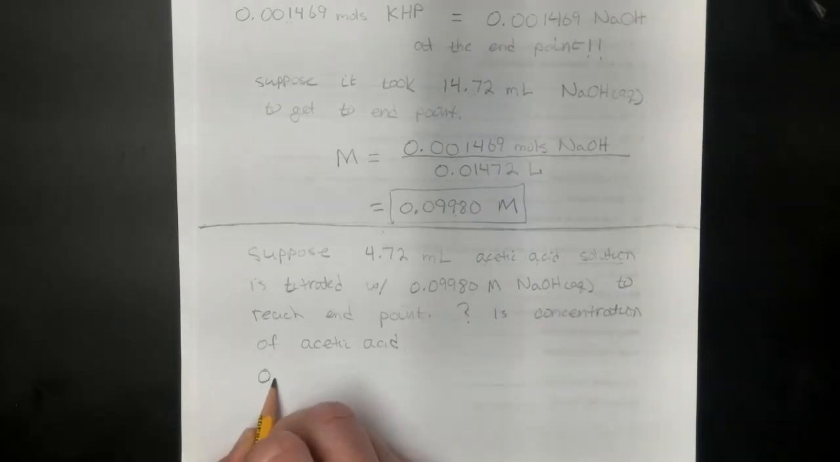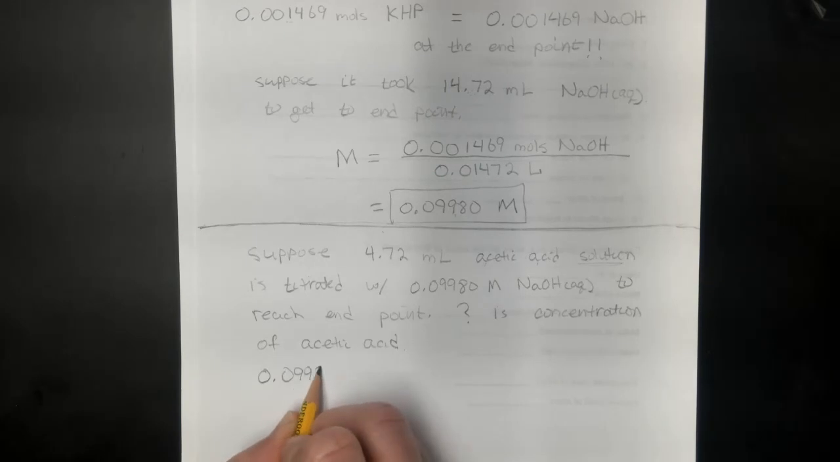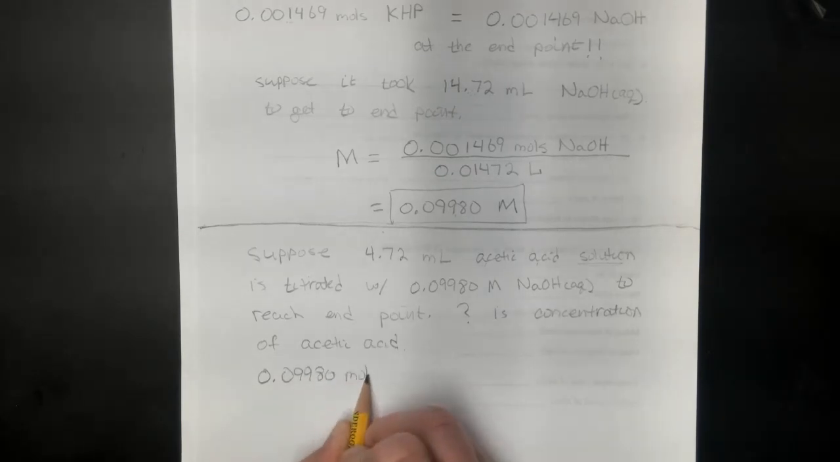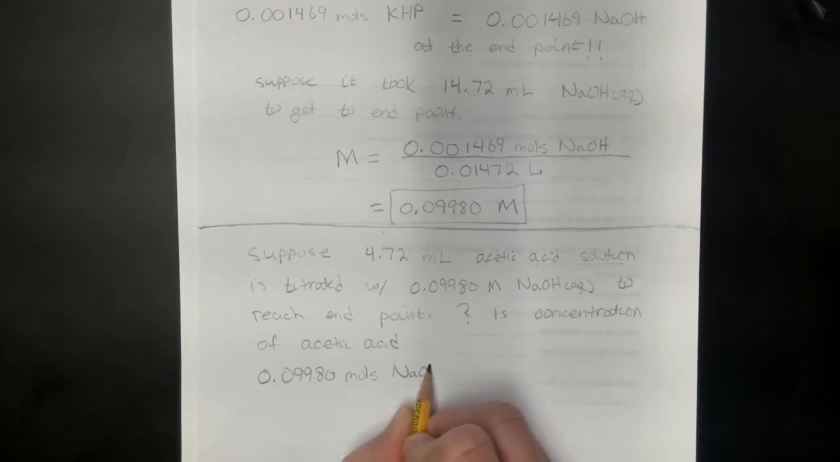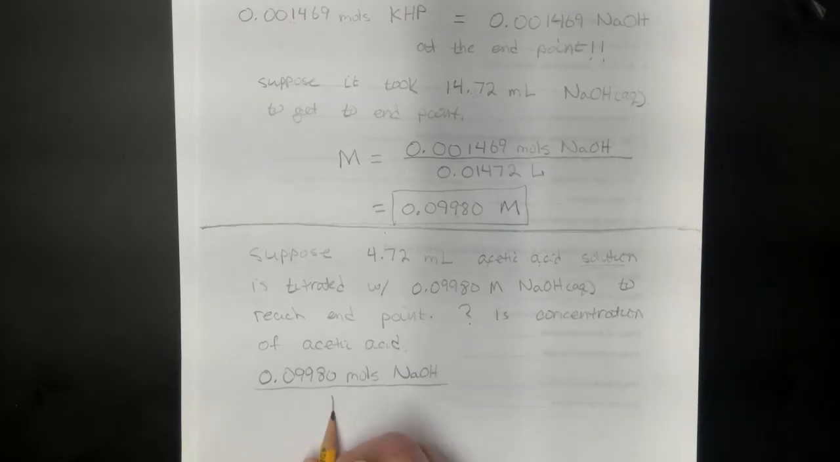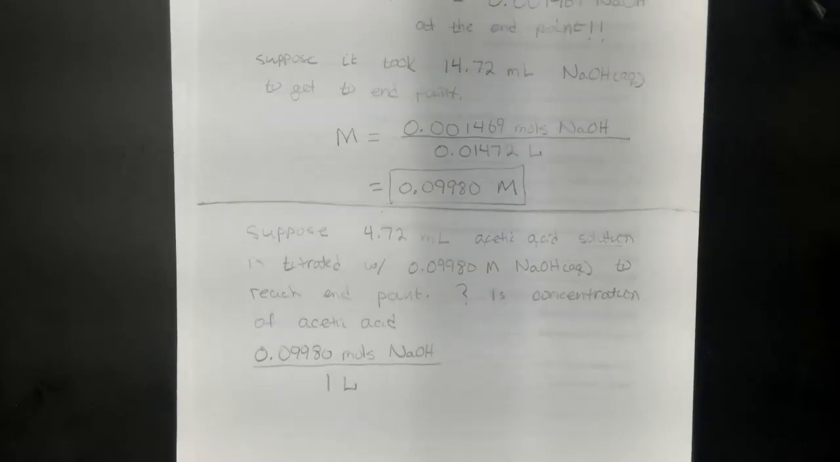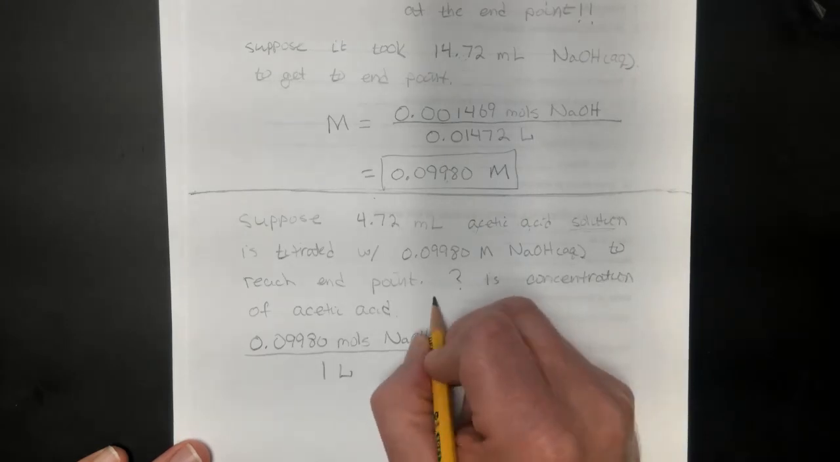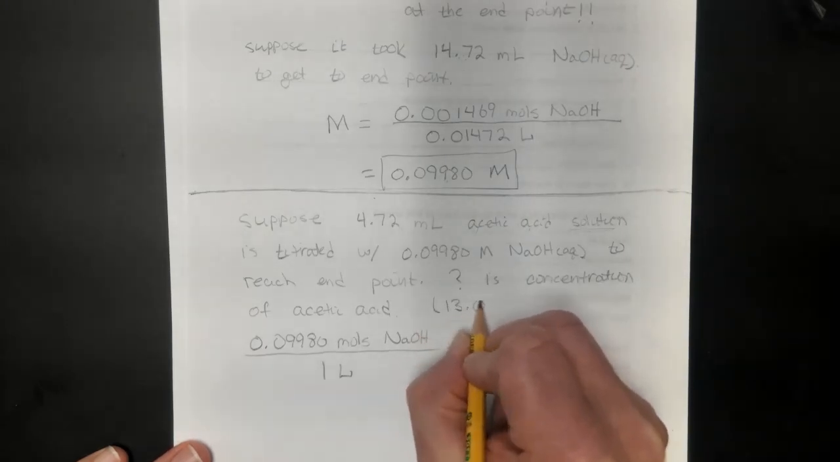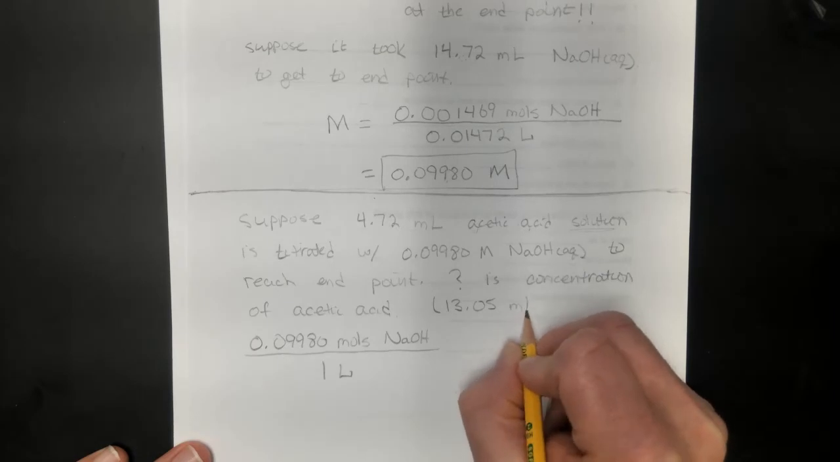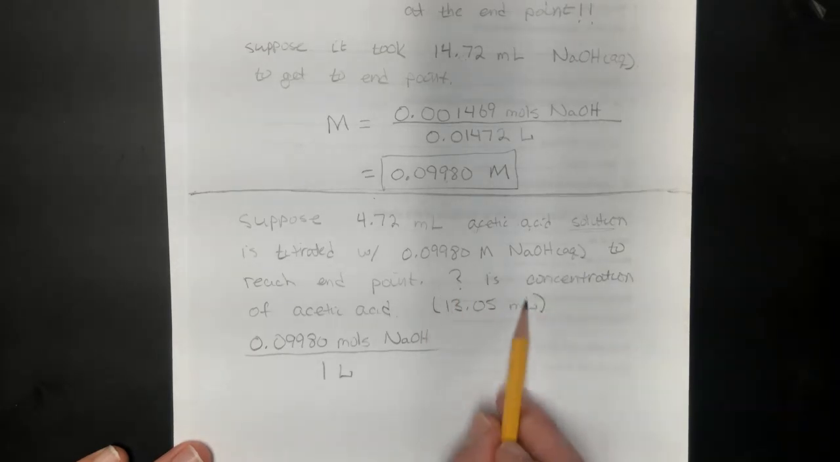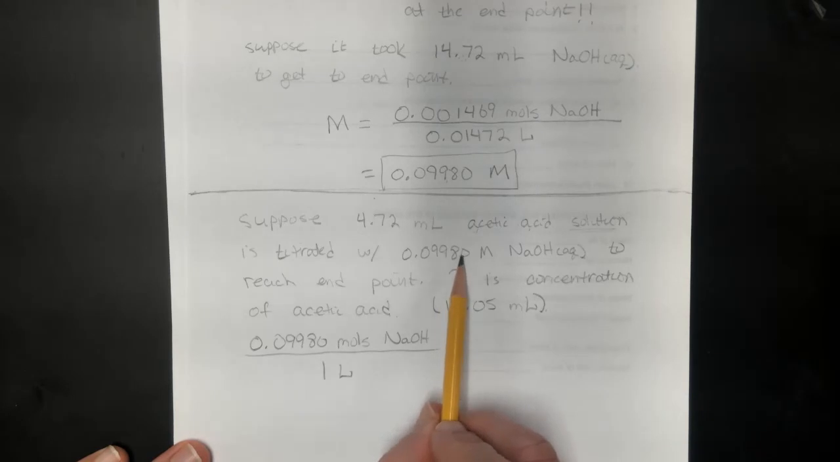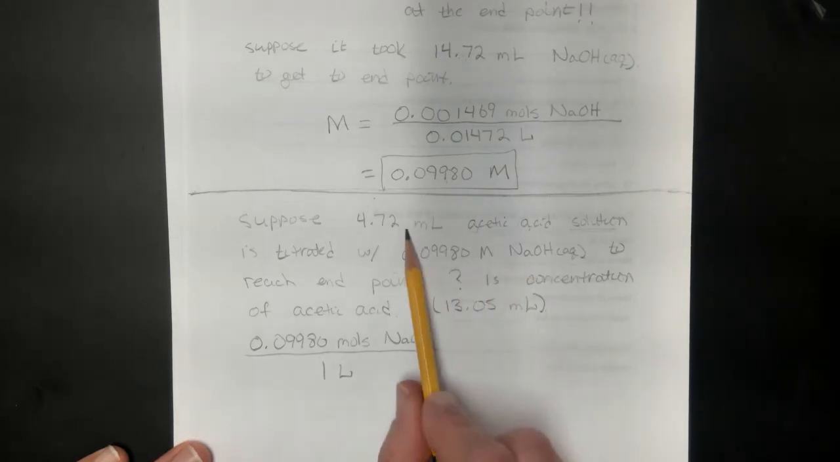Well, there are 0.09980 moles of sodium hydroxide for every 1 liter of solution. Okay. And we used, how much did we use? I haven't given you that information yet. I don't know. Let's say that we used 13.05 milliliters. All right. We used 13.05 milliliters of this solution to react completely with the acetic acid that was in this solution.